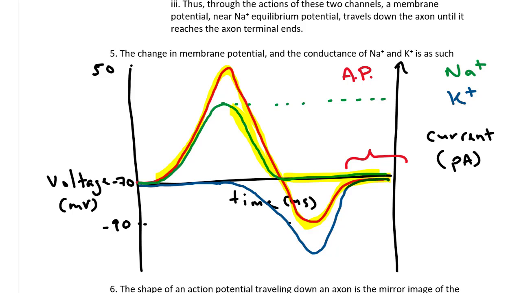Now for potassium, because potassium is actually going to leave the cell, we have a negative amperage. So that's why it's down here. And you can see that these voltage-gated potassium channels are in the closed state right here, and then they start opening up, and you get more conductance of potassium as potassium leaves the cell.